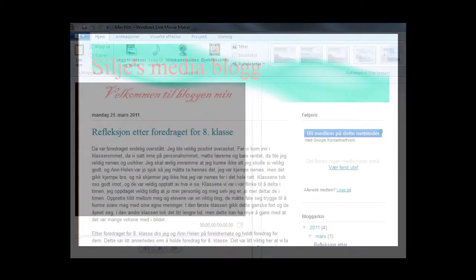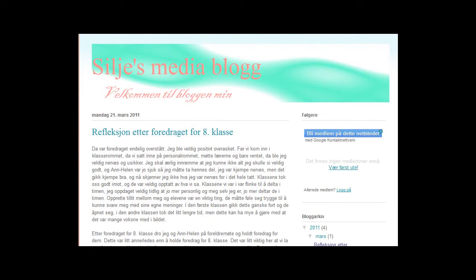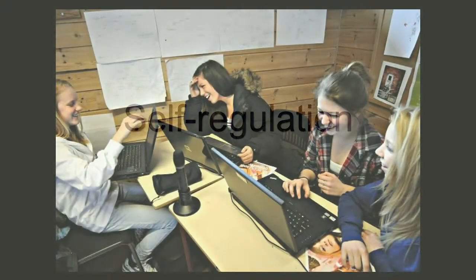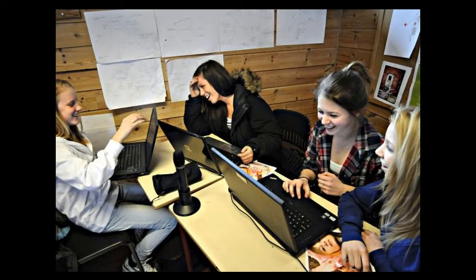They also used the blog to reflect on what they learned and about the learning process. So students used ICT to support knowledge construction, and it was required for constructing this knowledge. And they had to create an ICT product for an authentic user. The project lasted 4 weeks at school, and then performing the 2 learning lessons for 8th grade students.